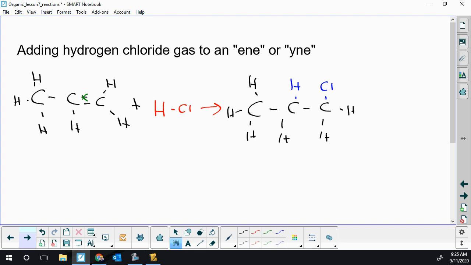Before, it didn't matter how the H plus or the H2 added. But now, this HCl, I added it this way, but I could have flipped it around and added it that way. You have to write all possible products. So this is one of the possibilities. Plus, we've got another product.